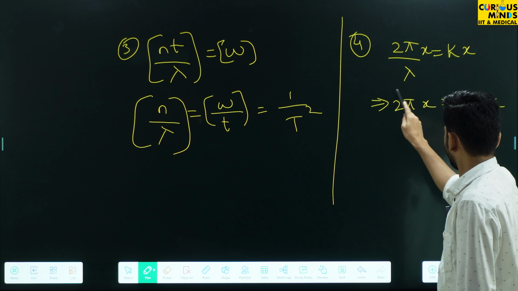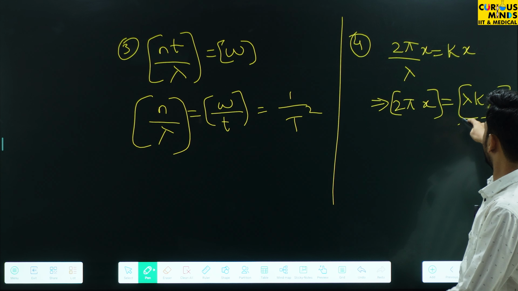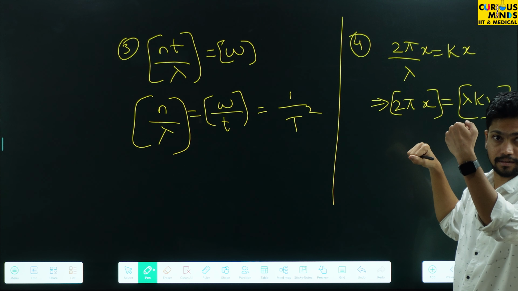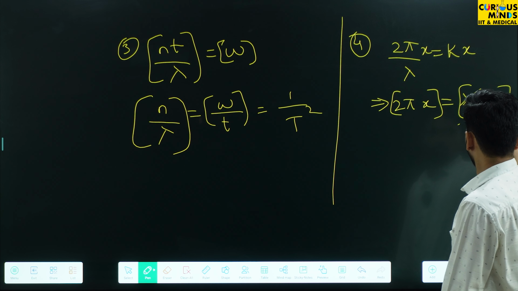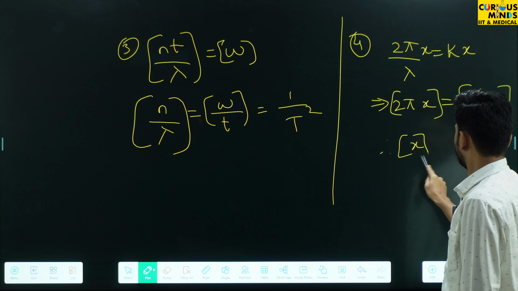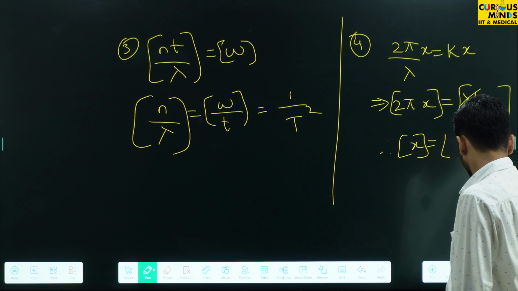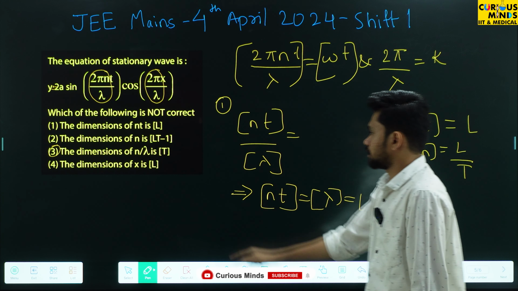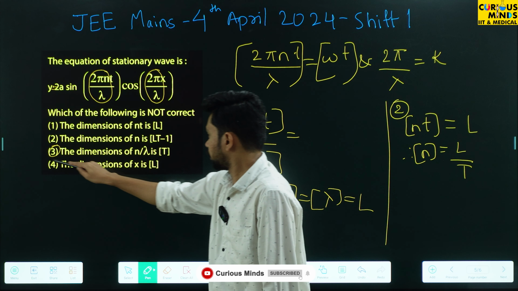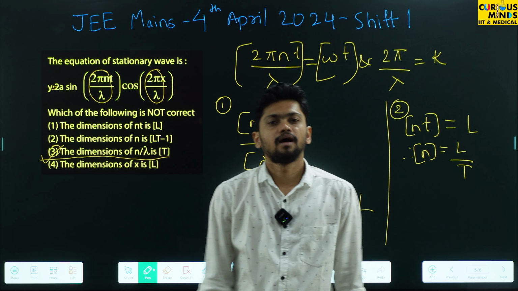So if you take the dimension, this has to be the same. Now lambda is in meters whereas k is 1 upon meters. So both these two things will cancel out. Therefore, this dimension has to be the dimension of this, which was L. That basically tells that this is also the correct option. So the only option that is wrong is this one. Okay. Thank you.